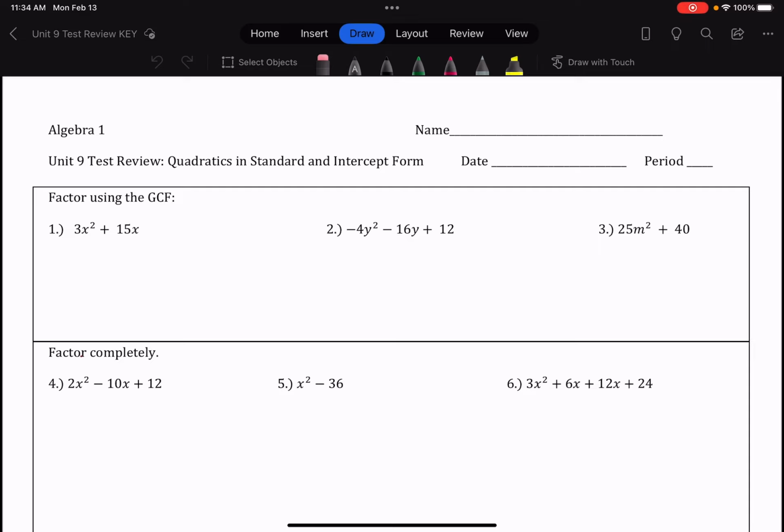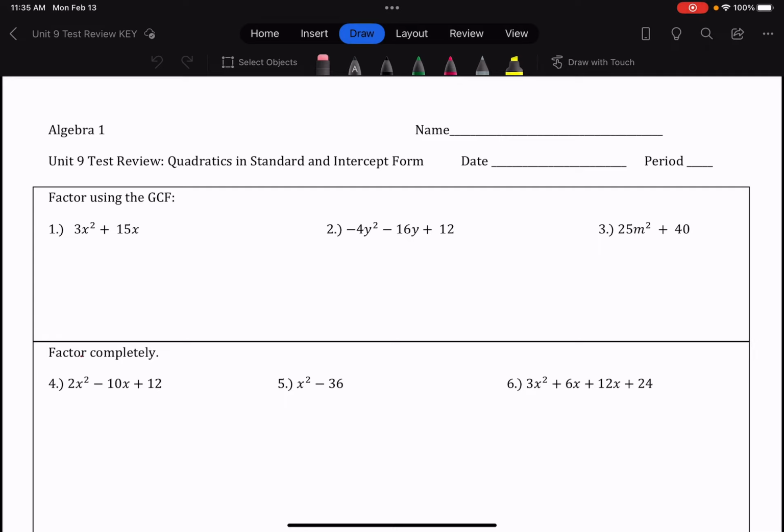So the goal of Unit 9 is to really learn how to factor quadratic functions to go between standard and intercept form. The purpose of doing that is so that we can find the key characteristics of our quadratic functions in the different forms, because I know that standard form yields the y-intercept, factored form yields our x-intercept, so this just gives us a way algebraically to find the different key characteristics.